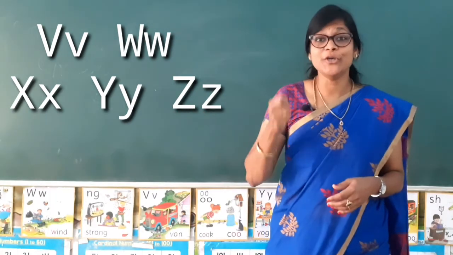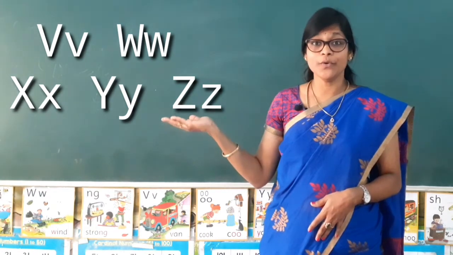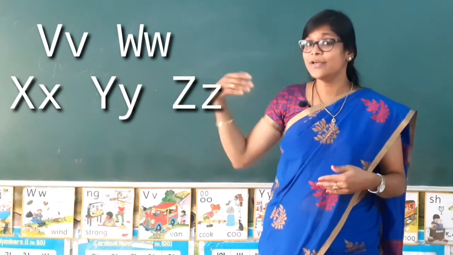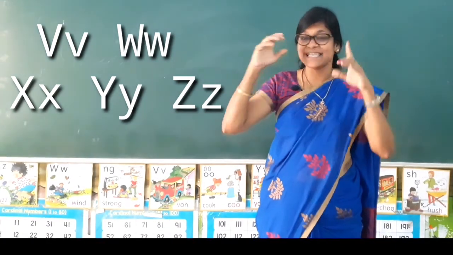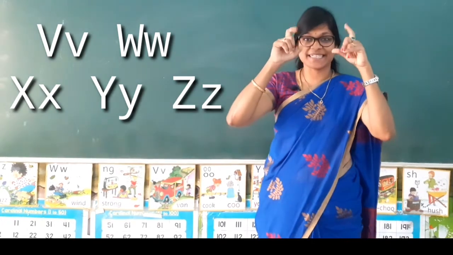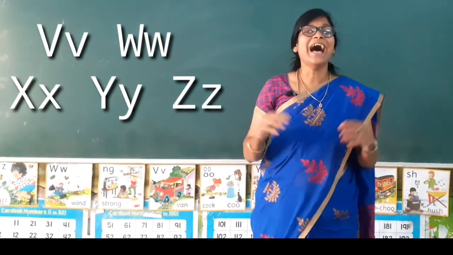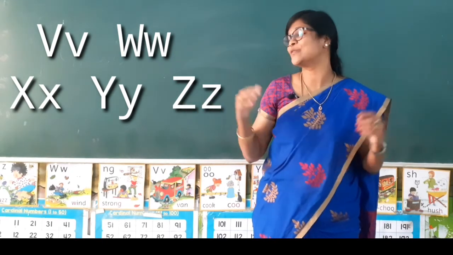While you're playing with the yo-yo, you should say Y is for yo-yo. When you see a Xmas tree, you should say X, X, Xmas tree. Will all of you do it, my dear kids? I hope you will do your phonic practice and identification of the pictures for these letters.